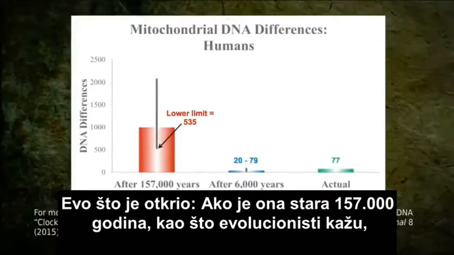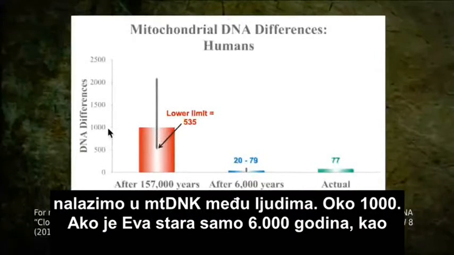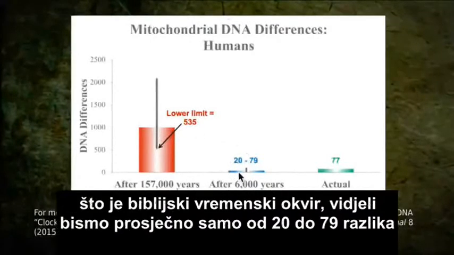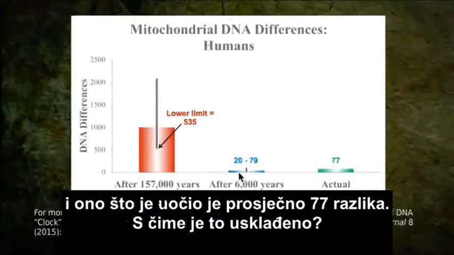He said, okay, so if she's 157,000 years old, like the evolutionists say, at least their most recent paper on this, if we use that figure, on average, we know the mitochondrial mutation rate. So on average, there should be about 1,000 differences that we find in mitochondrial DNA among humans. If she's only 6,000 years old, like the biblical time frame, we should on average only see about 20 to 79 differences because it's less time, right? So he looked at human mitochondrial DNA sequences in databases from people all over the world. And lo and behold, what you observe is on average there are 77 differences.